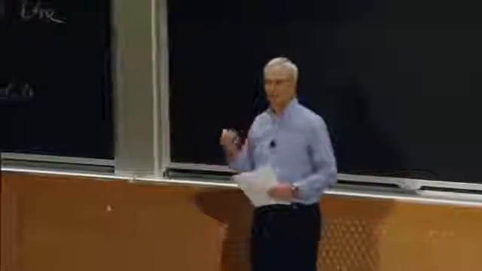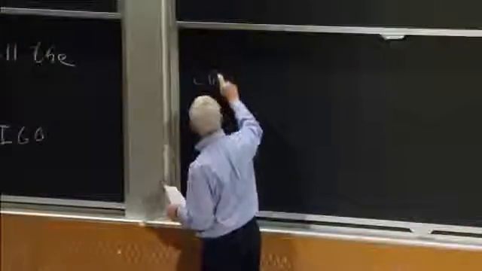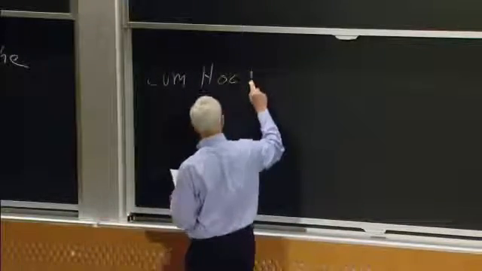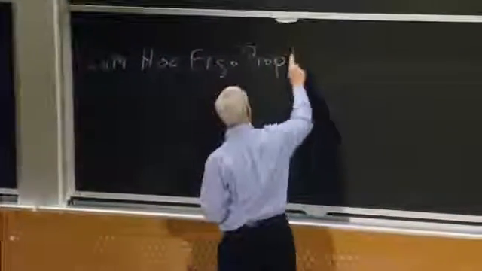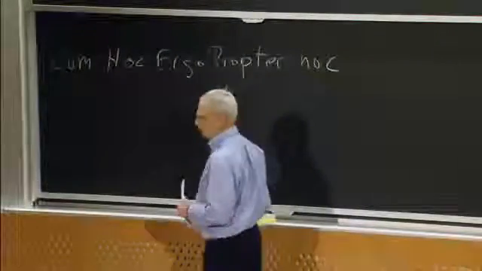Another very common way to lie with statistics is to exploit what's called the cum hoc ergo propter hoc fallacy.